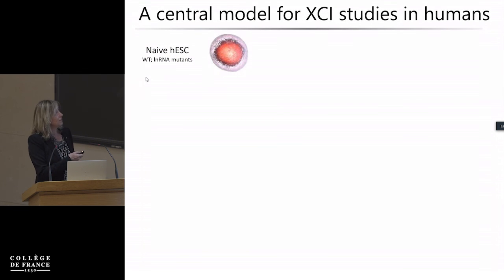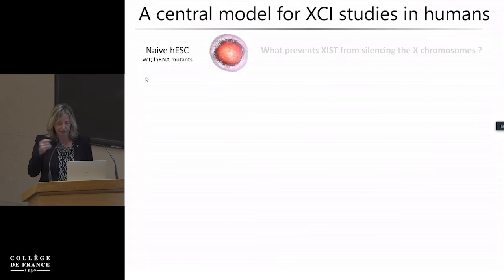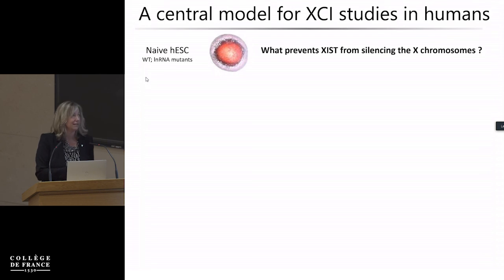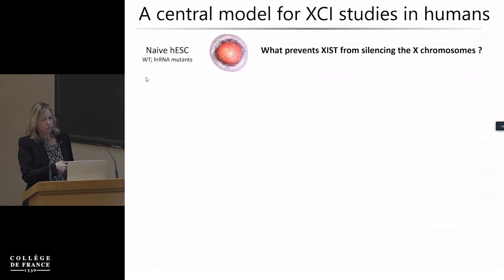So we do have naive human embryonic stem cells that recapitulate, not perfectly, but at least to a large extent, what is happening in early embryos. Obviously we have wild-type cells, but we also have tools to create a lot of mutants, and we already have lots of mutant cells for XACT, XIST, and any long non-coding RNA that we are interested in. With this system, we can ask many questions.